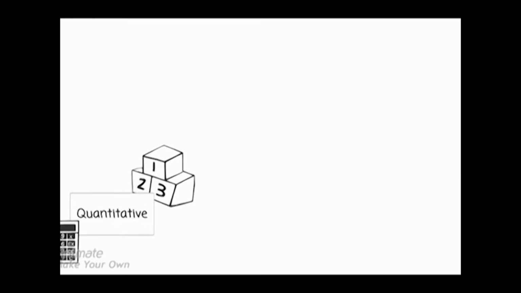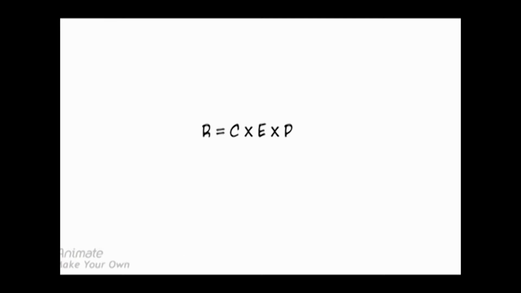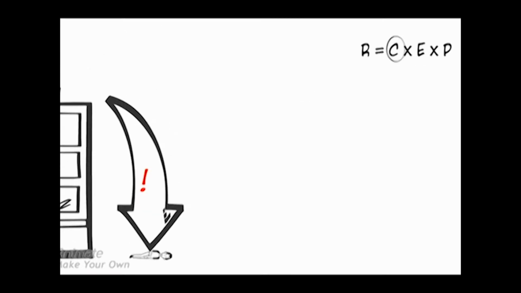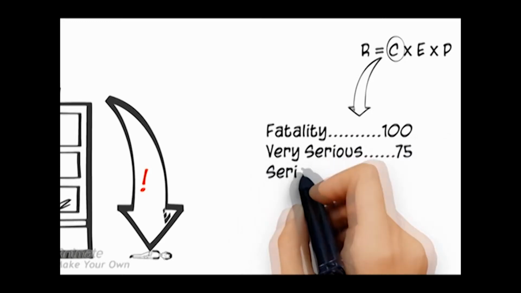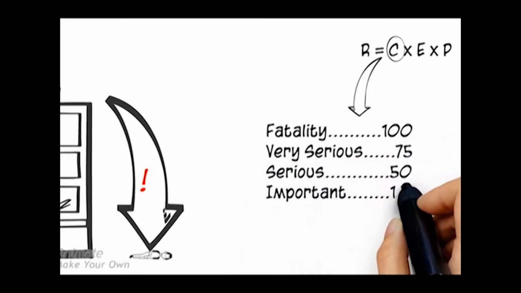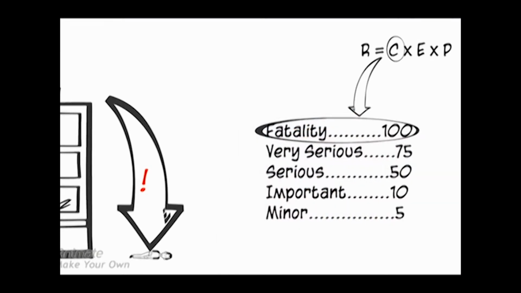A quantitative risk assessment is performed by calculating the following risk score: C times E times P. Now let's take a look at each part of the equation in detail. C represents the possible consequence or severity of injury or disease. C is first expressed in words and then assigned a numeric value. Referring back to our scenario, the most severe possible consequence of falling off of the roof is fatality. The assigned numeric value associated with a fatality is 100.